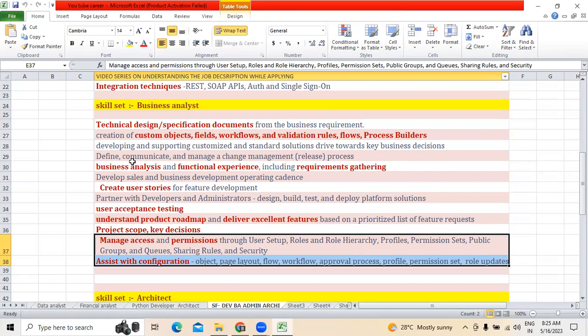Managing access permissions, user setups, roles and hierarchies, permission setups. At the same time, creating sharing rules, either project or global rules, and creating workflows. So these are the administrative activities you need to be good with as a BA.